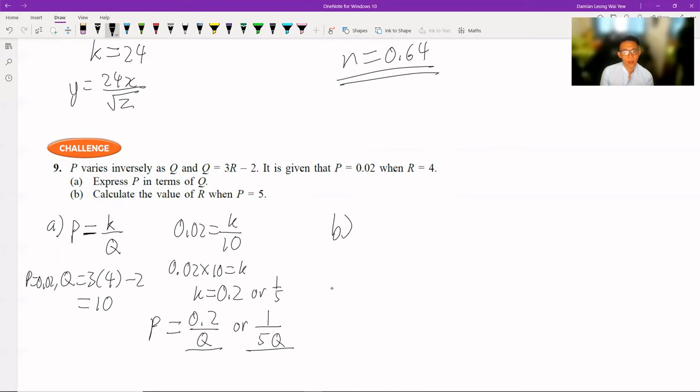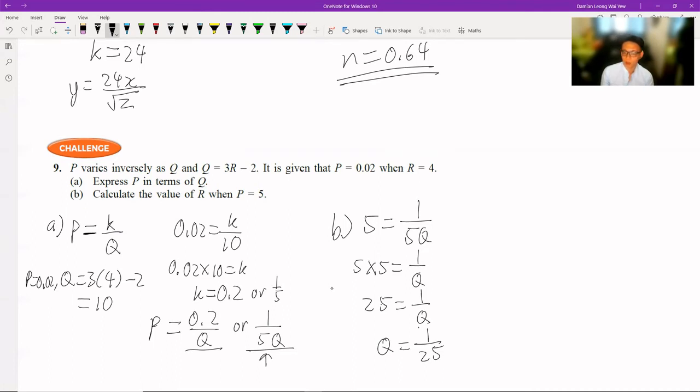Now part B, calculate the value of R when P is 5. So using the equation that I found, let's say I use this one. I just substitute P equals 5. So 5 equals 1 over Q cubed. Bring up the Q, divide by 5, the opposite is times 5. Equals 1 over Q cubed, which is 25. So 1 over Q is 25, means Q is 1 over 25. Bring this up, bring the 25 down.